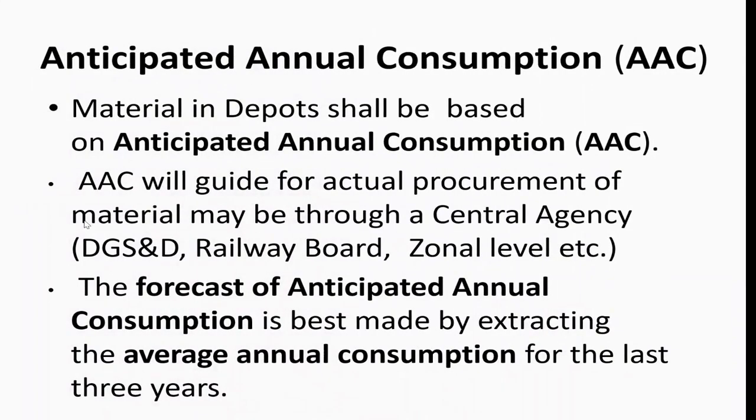Anticipated annual consumption, AAC. Material in depots shall be based on anticipated annual consumption. AAC will guide the actual procurement of material, which may be through a central agency like GAM, DGS&D, Railway Board, or at zonal level. The forecast of anticipated annual consumption is best made by extracting the average annual consumption for the last 3 years.